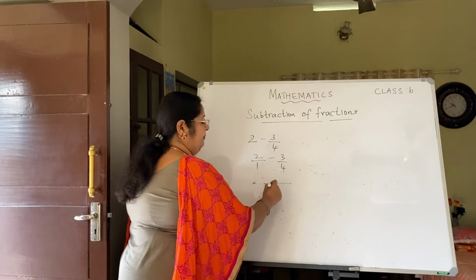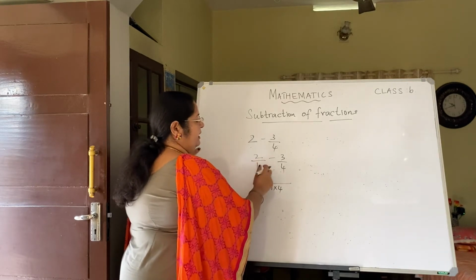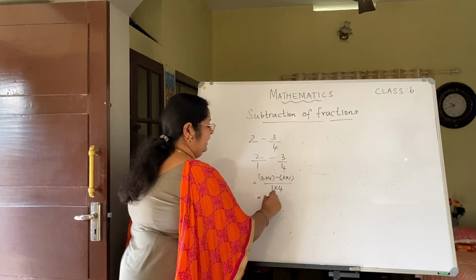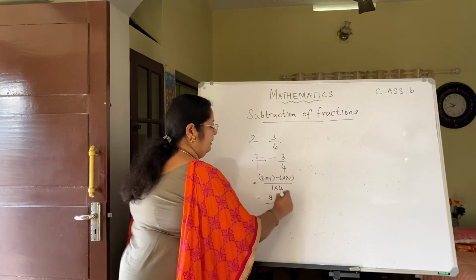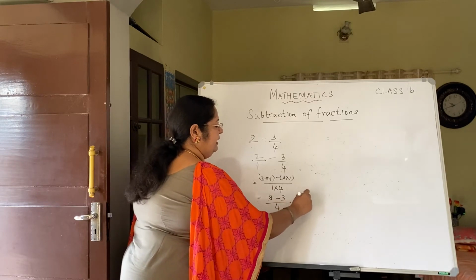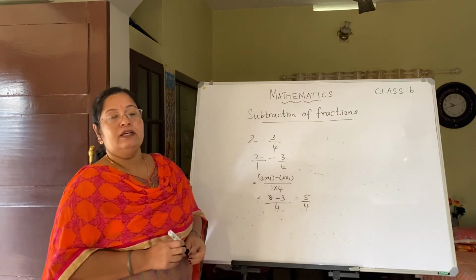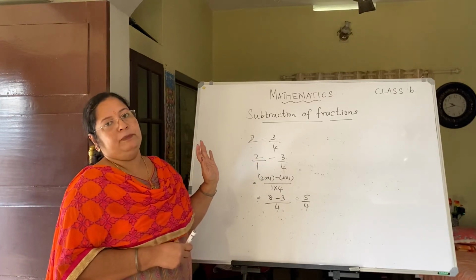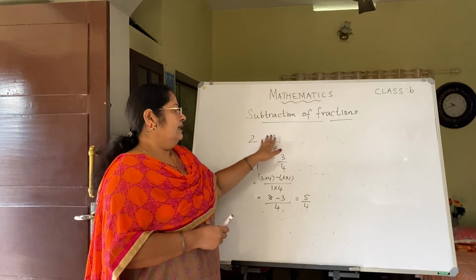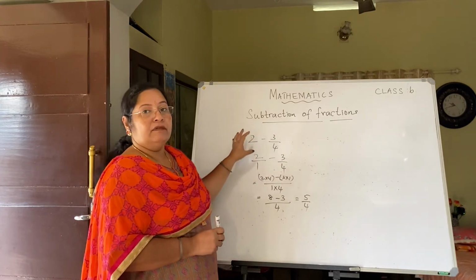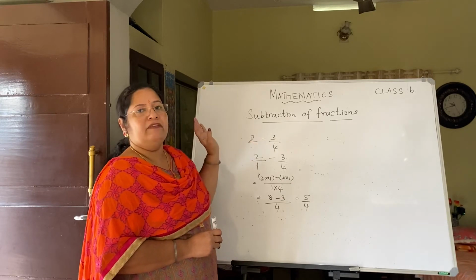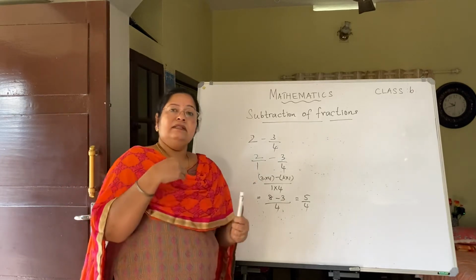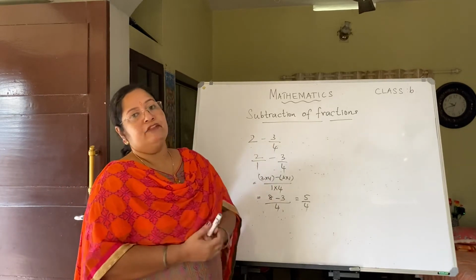The denominator will be 1 into 4. The numerator will be 2 into 4 minus 3 into 1. 2 into 4 is 8 minus 3 into 1 is 3, by 1 into 4 is 4. 8 minus 3, 5 by 4. So 5 by 4 is the solution for 2 minus 3 by 4. So this is one more way of doing the subtraction. If one of the numbers is given as a whole number, you can convert that into a fraction. Now sometimes another way of finding the difference may be given.